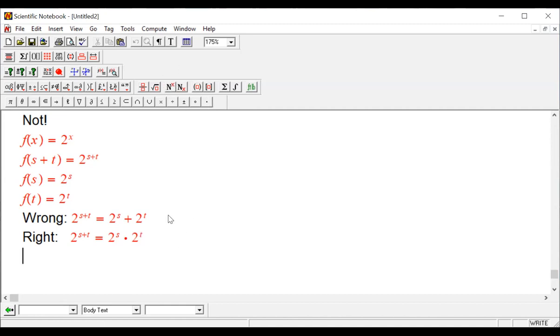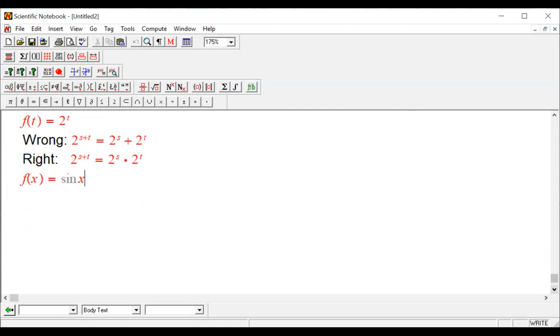You see, and you can also take some trig functions, for example. If you put sine x, you also draw the same conclusion. So f of s, f of t, you're just plugging in. So that is completely wrong. Okay, so I can hardly say it's a common mistake, but it is a very serious mistake.